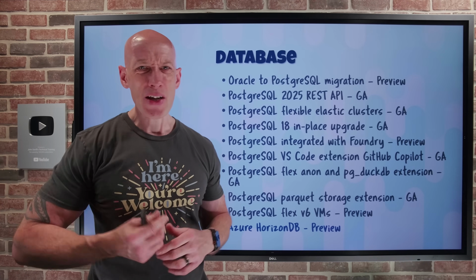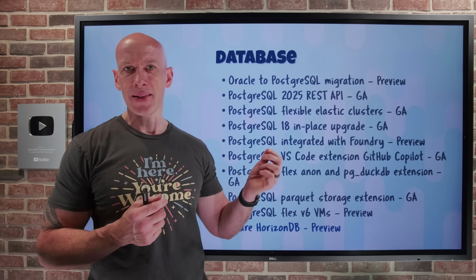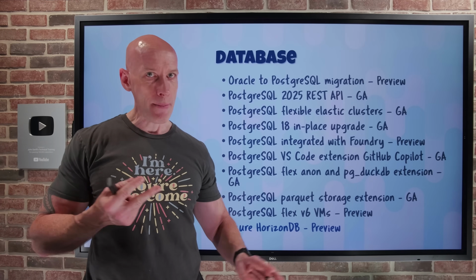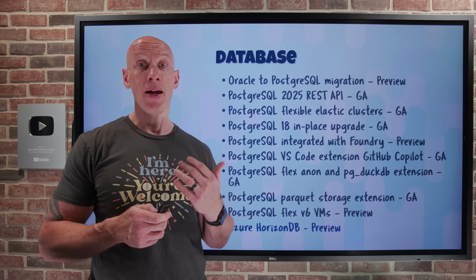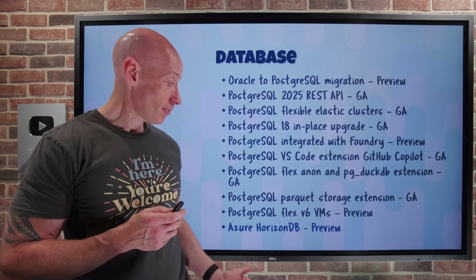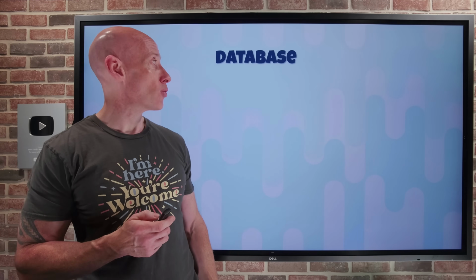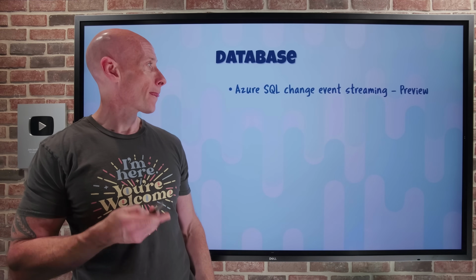And all of the AI features like DiskANN vector indexing is there that you would expect. It's fully integrated with Entra, with private endpoints, and I can have up to 15 read replicas. So, some exciting stuff coming there in the Postgres type world.